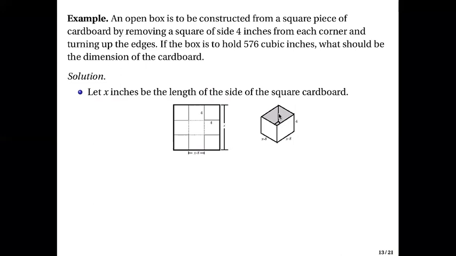So you have the open box, and you want this open box to hold 576 cubic inches, meaning the volume of this open box must be 576 cubic inches. Volume is length times width times height. Length is x minus 8, width is x minus 8 also, height is equal to 4. So you multiply all of this.